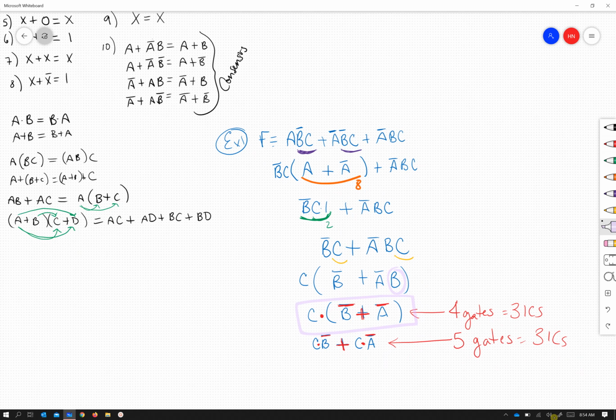However, sometimes textbooks say, leave your answer in sum of products form. If that's the case, then this one is the sum of products form, because you leave it as multiplications and then you add them. But again, I think the point of Boolean is to simplify as much as possible. So I would say that the 4 gates is the most efficient one.